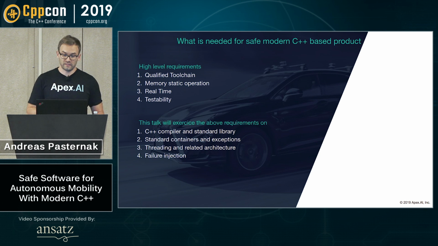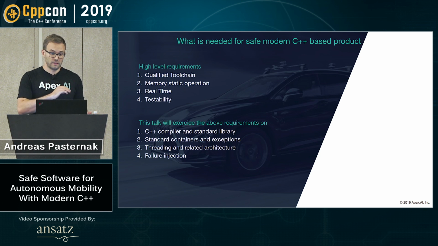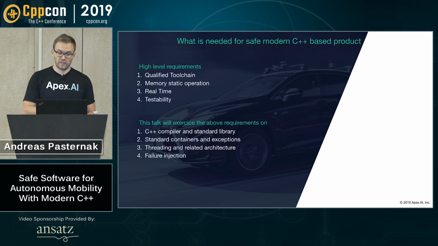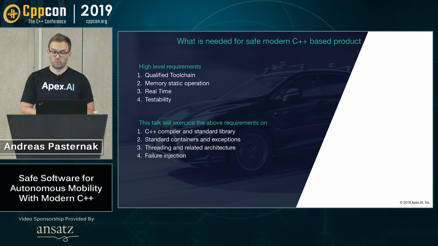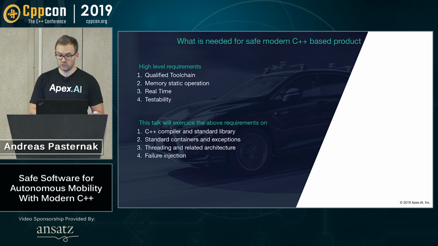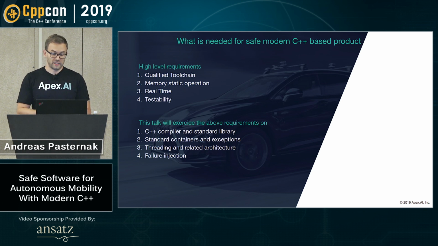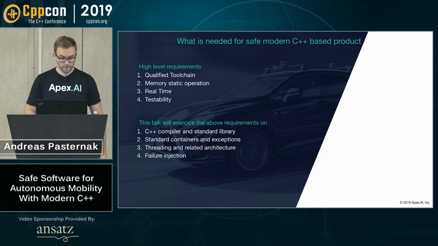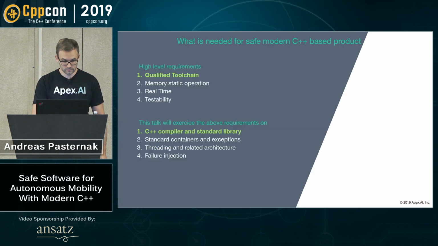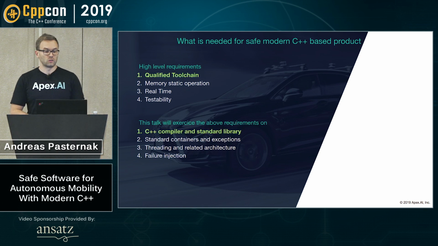We will exercise these high-level requirements on some examples: the C++ compiler and standard library, standard containers and exceptions, threading and related software architecture, and failure injection. So let's first talk about the qualified toolchain.